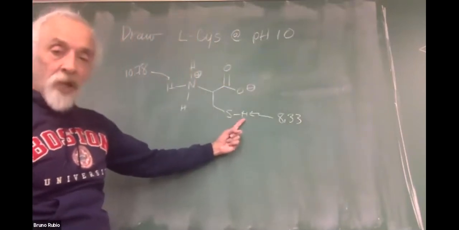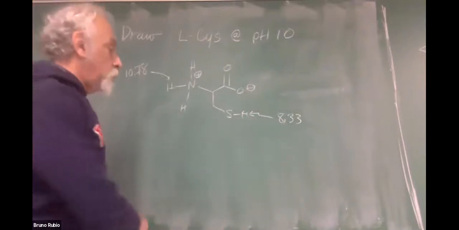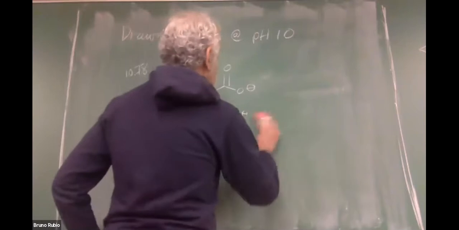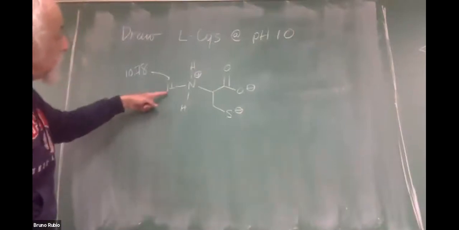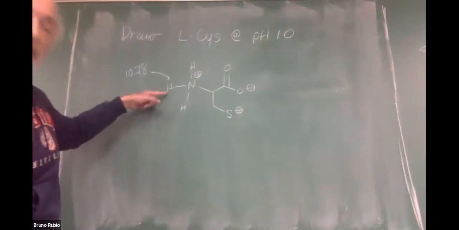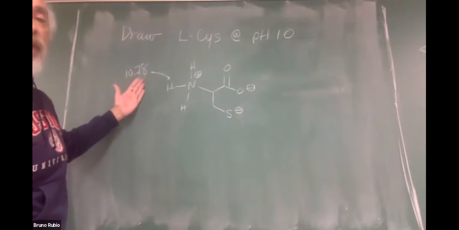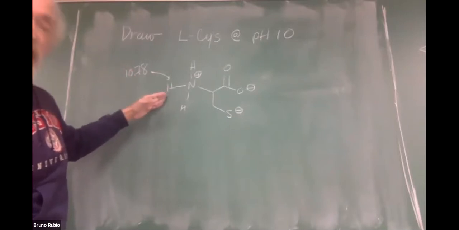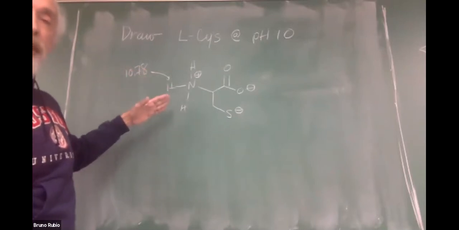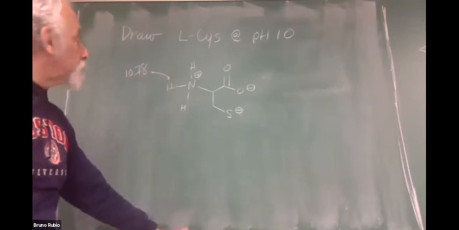This guy falls off above, most of them are gone above pH 8.33. So I'm going to 10. So that's a negatively charged sulfur atom like that. And this guy, most of them don't start to fall off until we're above pH 10.78. So at pH 10, the dominant form of cysteine has all of these protons still there.